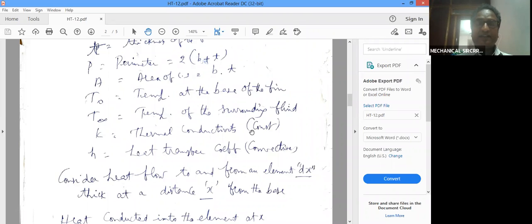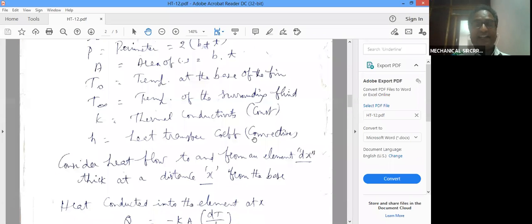So fin material, K is the thermal conductivity of the fin material. Next, h is the convective heat transfer coefficient, in watt per meter square Kelvin.